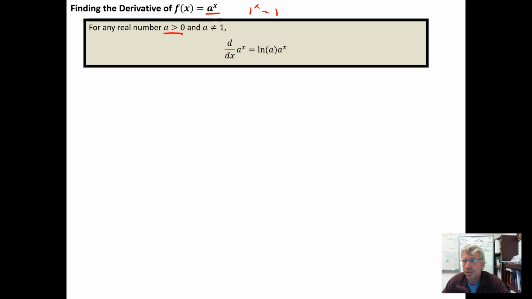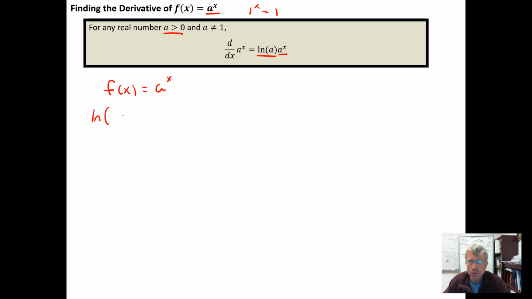And the claim is that the derivative d dx of a to the x is just equal to the natural log of the base times a to the x. So one way we could get at this would be simply to start off with our function f of x equals a to the x. And then what we could do is take the natural logarithm of both sides, because in the previous videos we identified how to take the derivative of a natural logarithm.